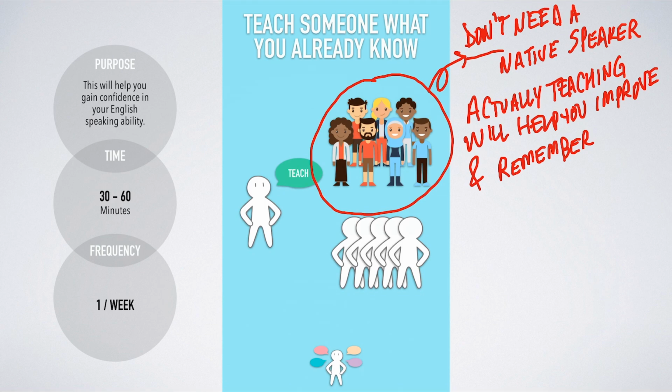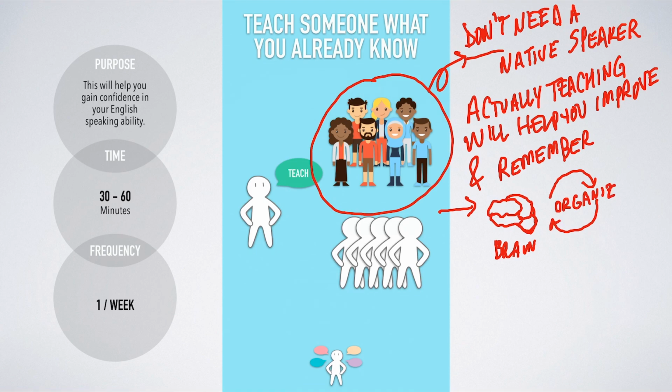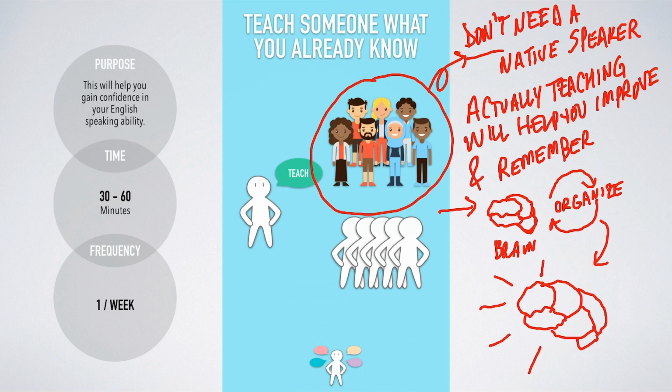Okay, so this is what's happening in your brain. Let's say this is what your brain looks like right now. When you teach someone, this is your brain. When you teach someone, it actually helps you to organize what was already inside of your brain, and it makes it even stronger inside of your brain. So what you already know becomes stronger. So your English ability will continue to improve.